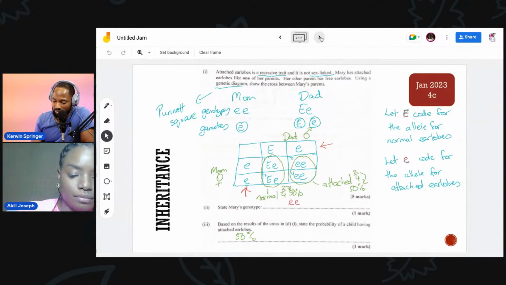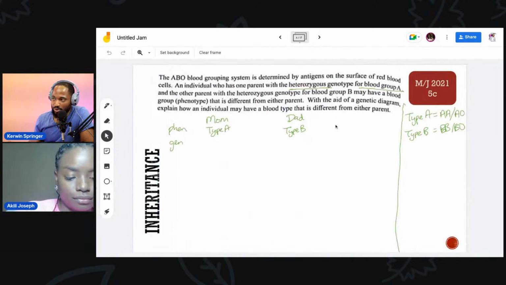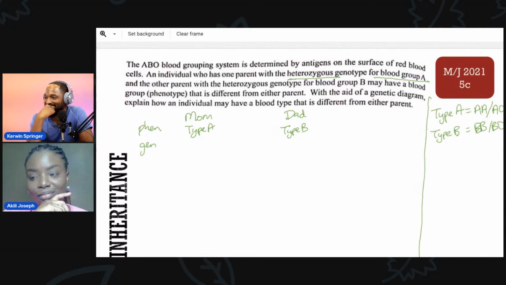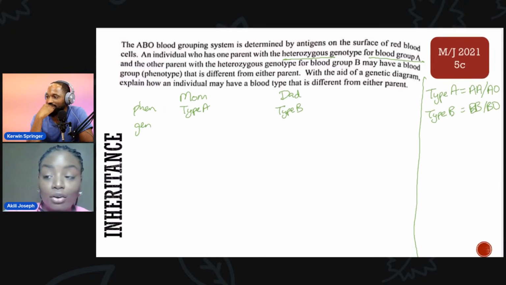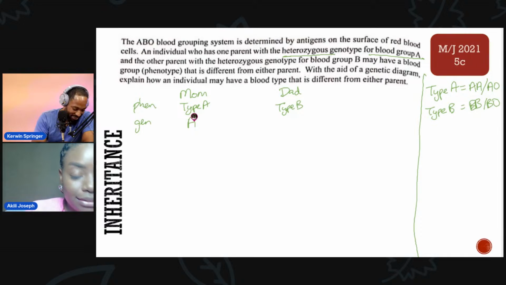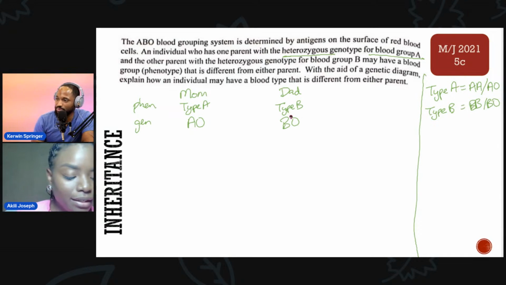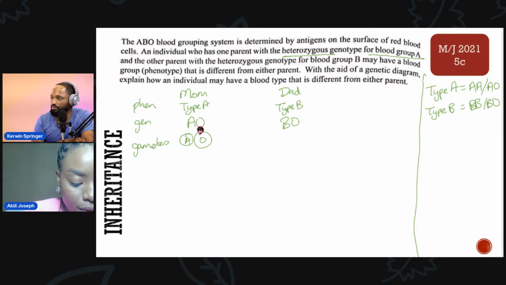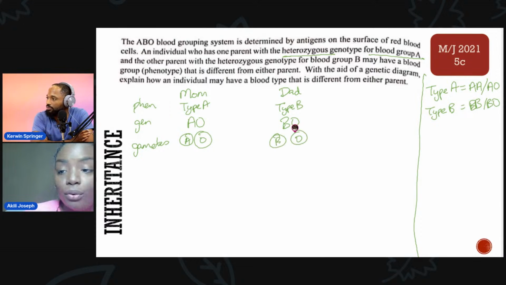So mom's genotype, she has to be heterozygous, so she is definitely AO. Dad is heterozygous, so he is going to be BO. Possible gamete types from them: half the gametes from mom being A, half being O, and half from dad being B, half being O. And we go to the Punnett square now.